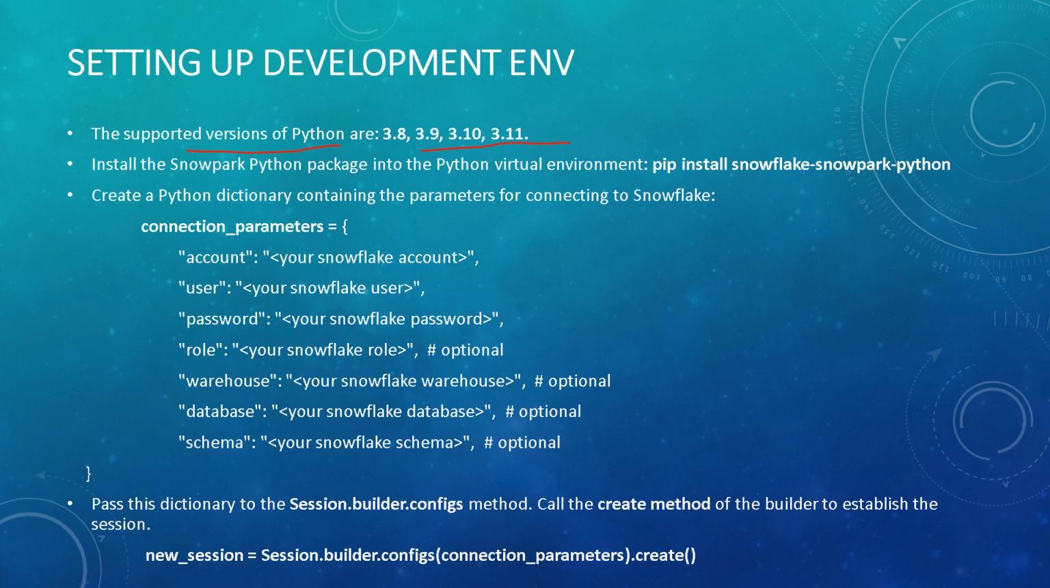So to install the Snowpark API in your development environment, you need to install the Snowpark API package. And to install this, you need to use this command: pip install snowflake-snowpark-python, and you will get your Snowpark API for Python, and you are ready to go to work on Snowflake using Python.